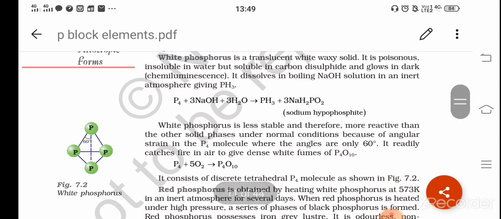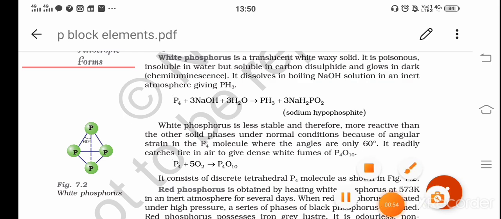Phosphine is formed by heating white phosphorus in NaOH, and along with that sodium hypophosphite is also formed. White phosphorus is less stable, that is why it is more reactive than other forms. Under normal conditions, its structure has bond angles of 60 degrees.